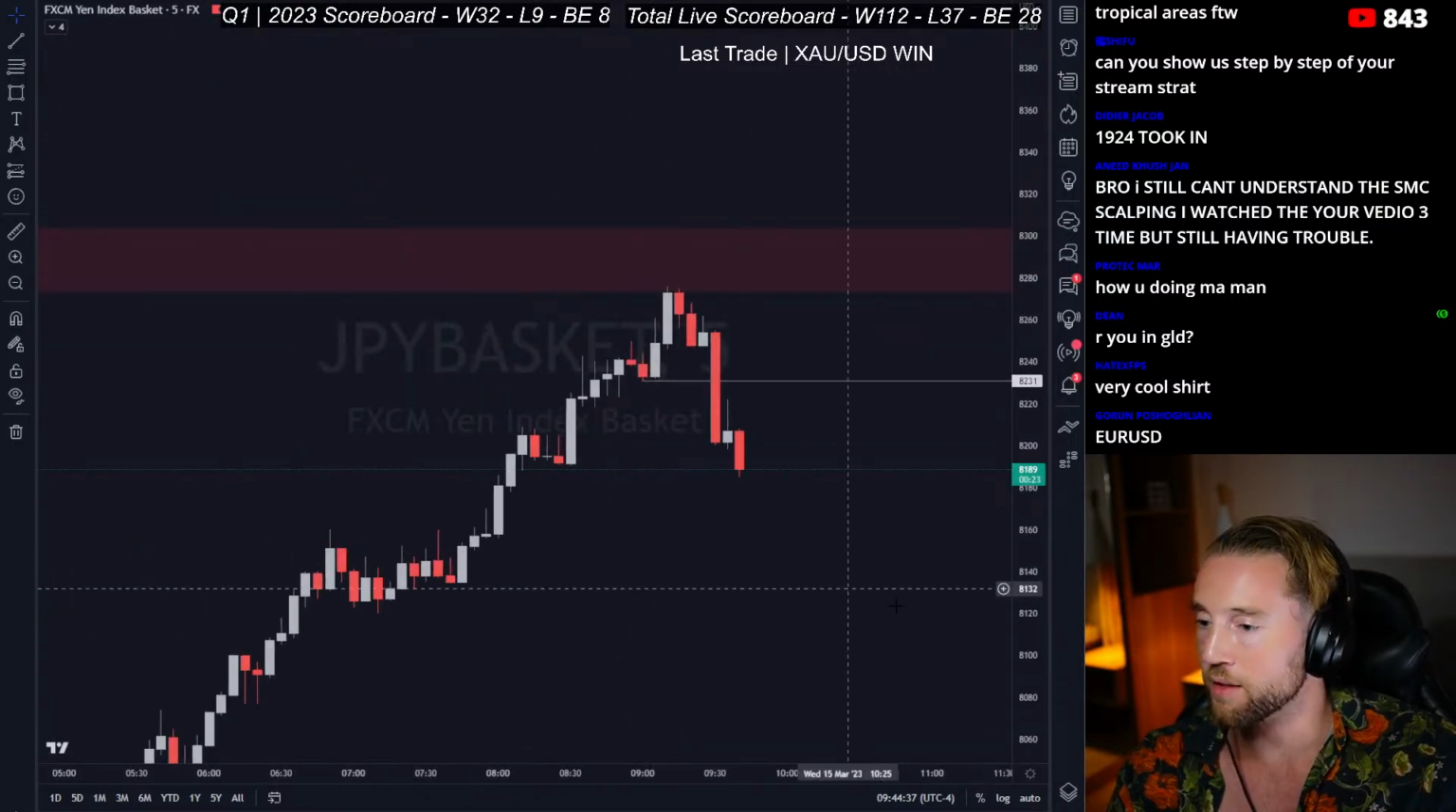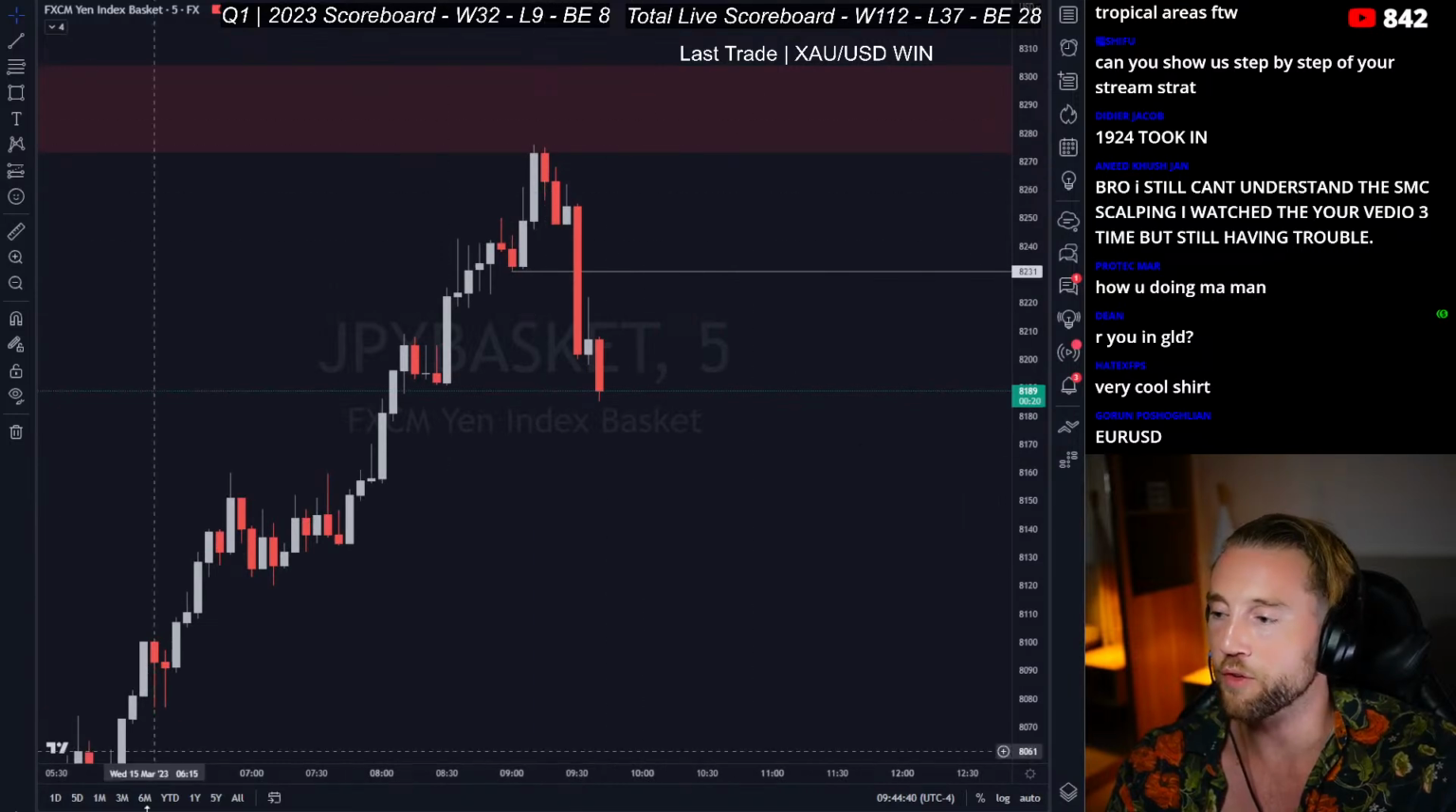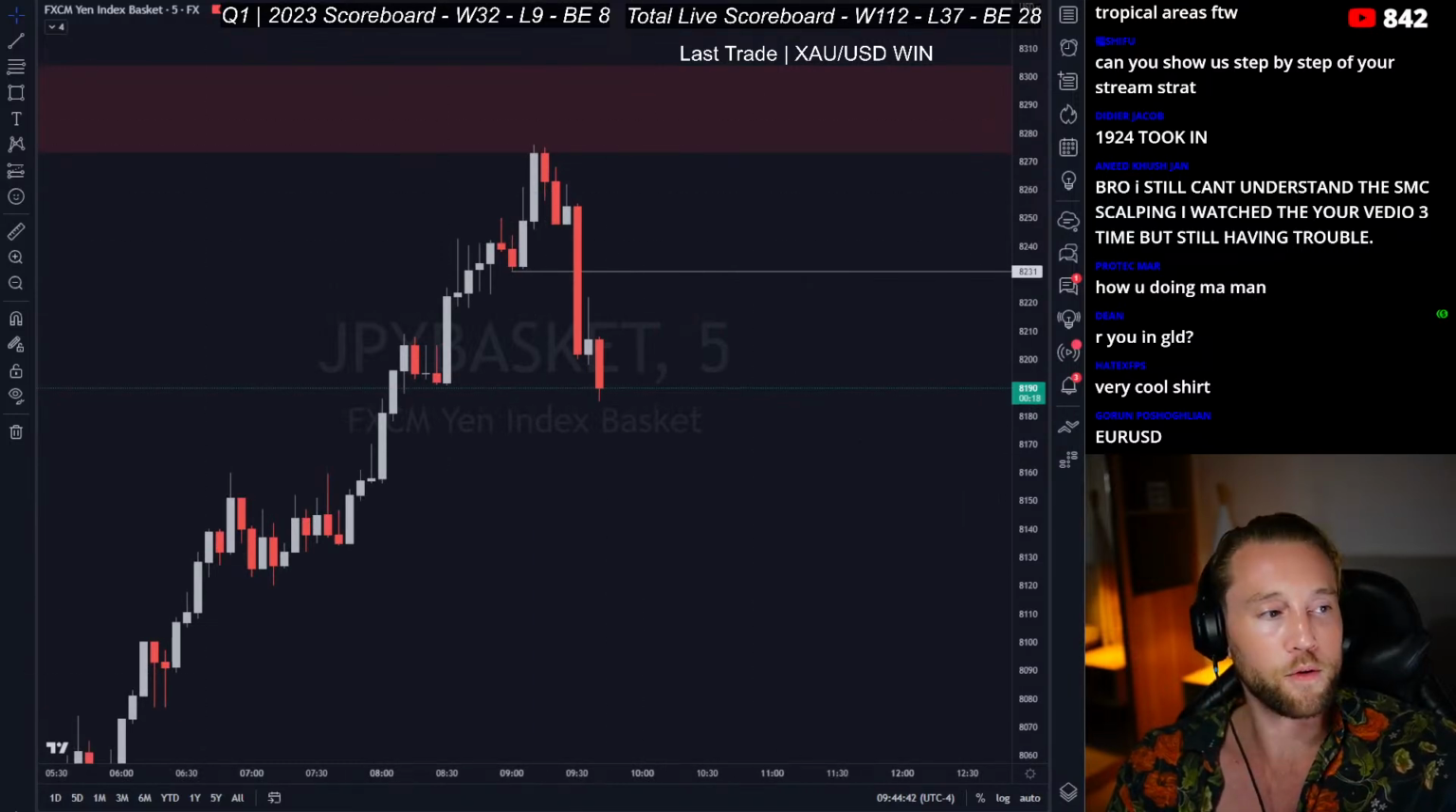The yen is just very weak. The yen broke the structure to the downside. Super important.